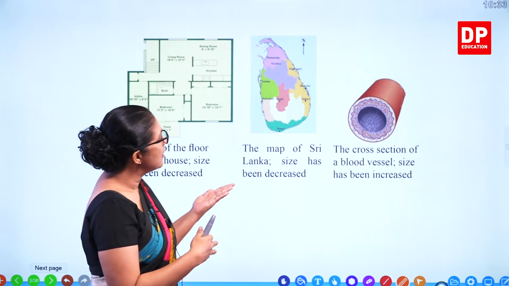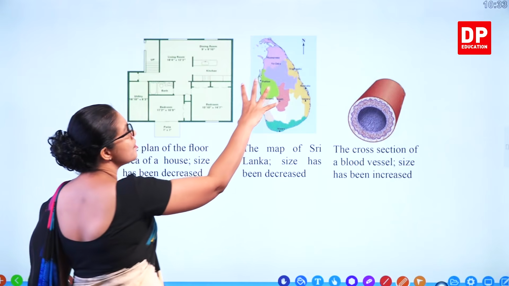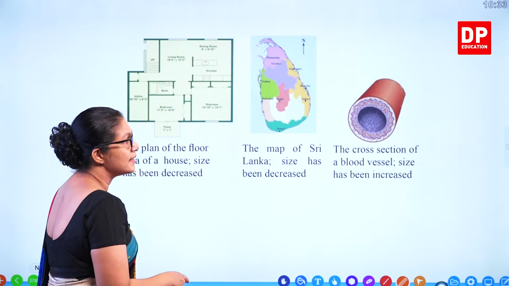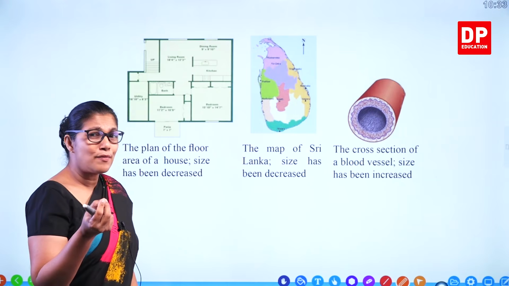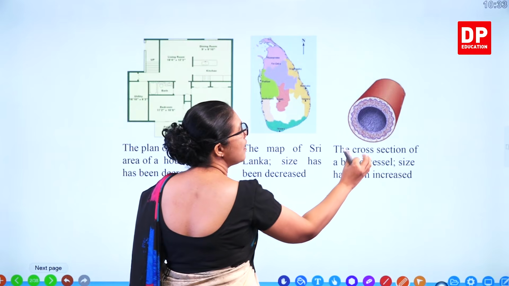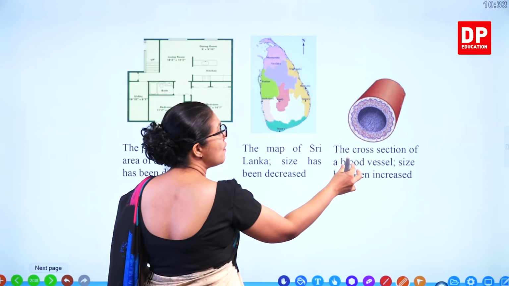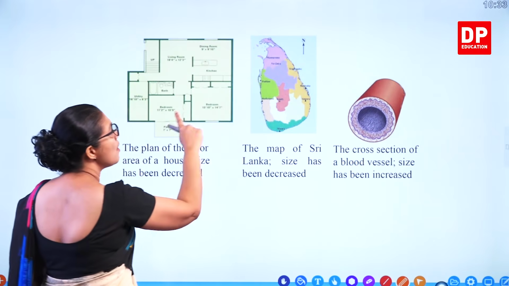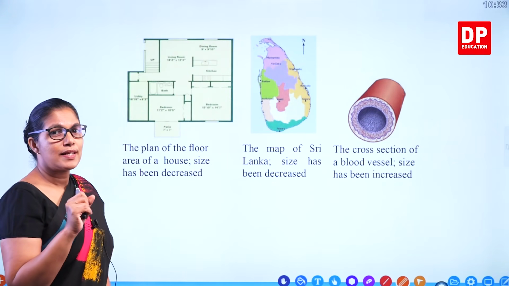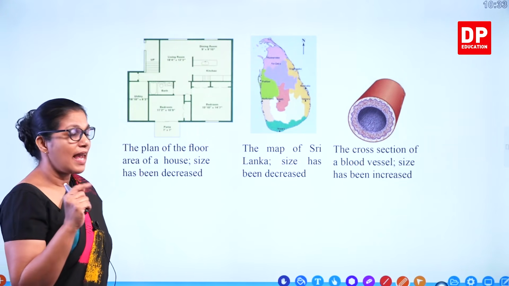This is a map of Sri Lanka. So we can see the size is reduced. What about this one? This is a blood vessel. Normally blood vessels are very small, so it has been increased. So if you want to see smaller ones bigger or bigger ones smaller, we use scale diagrams. Now we'll see how we can select the scale.